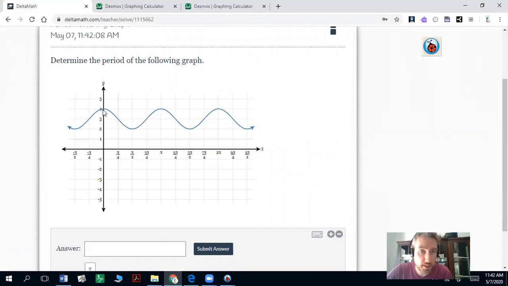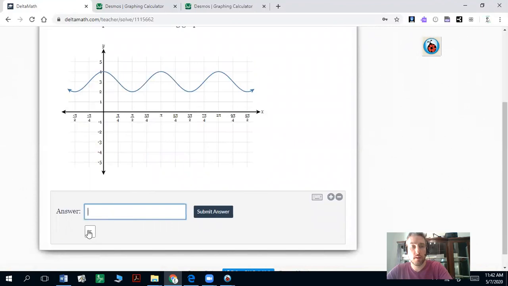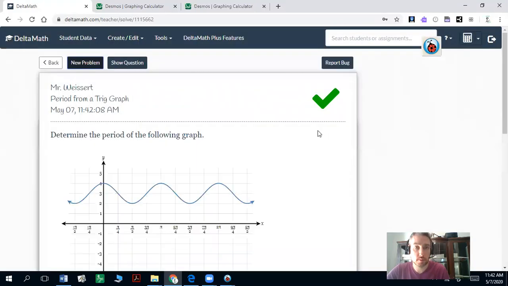Okay, so this starts at the maximum, so it's a cosine function. So the cosine starts at the max, goes back down to the midline, down to the minimum, up to the midline, and to the maximum again. Now that max is at 4. So if you look at the x value there, that period is pi. You can type pi, or you can hit the pi button. And there's your period.